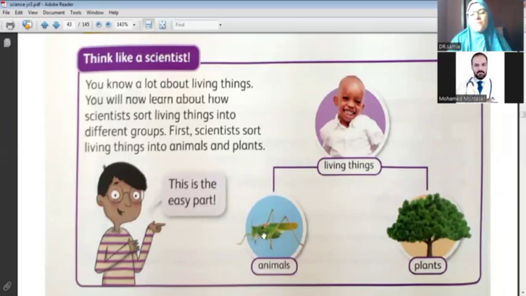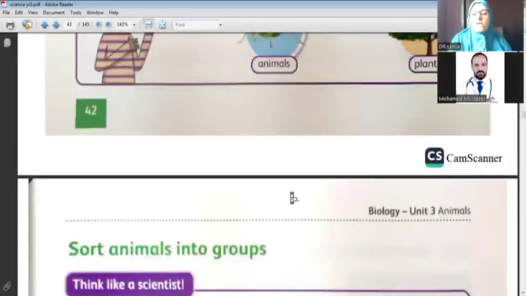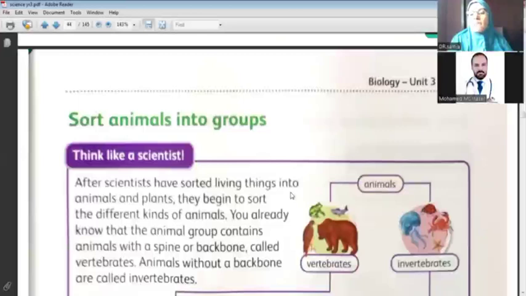Okay, but focus with me. So living things, Layan, we classified them into 2 groups, plants and animals. In unit 2 we studied the plants and the parts of the plants. In unit 3 we will study animals. So we will take this group and try to study it. When we are trying to study animals, we found that we have a huge number of animals. So we need to classify animals into smaller groups.